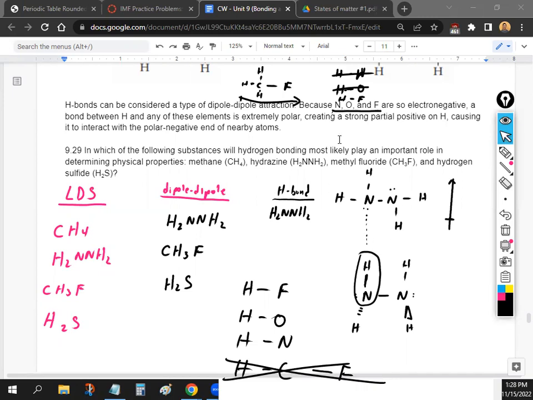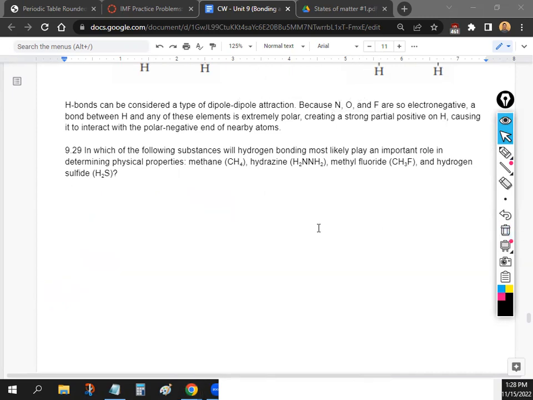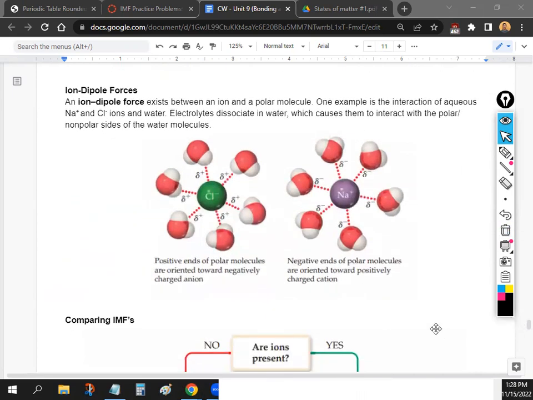Okay, all right. So we are almost done. There is one more type of intermolecular force that we need to talk about. And this last intermolecular force is the strongest. And this is an ion-dipole force. Okay, ion-dipole.